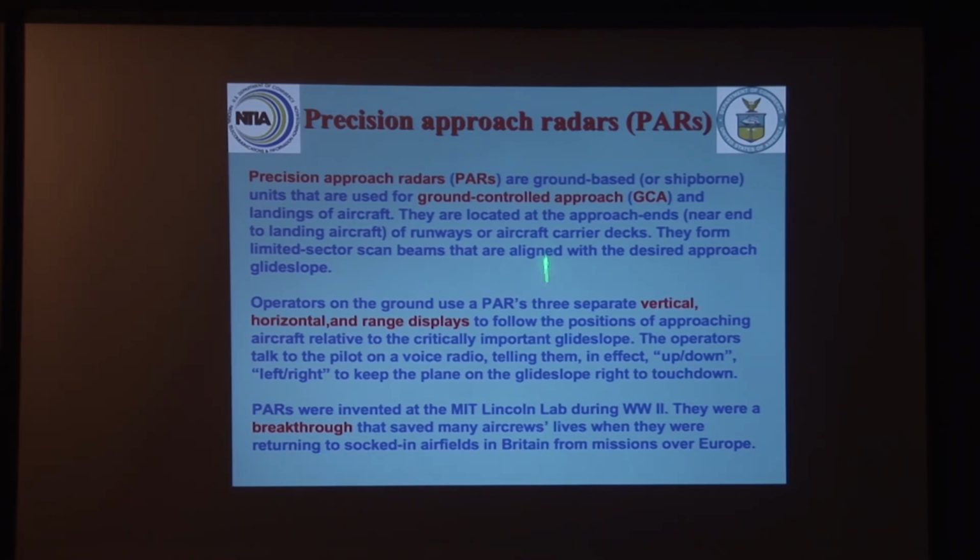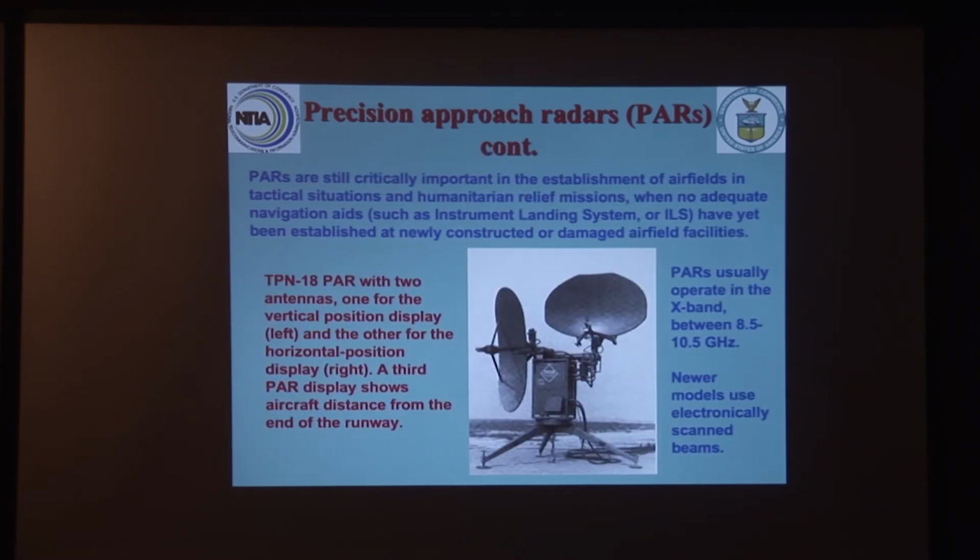When a pilot is going to do a so-called ground control approach, the plane is picked up by the PAR, and a controller on the ground talks to the pilot, and the controller says, you're left, you're right, you're up, you're down, and they talk them down to a landing, and that was the breakthrough that they made in the Second World War with PARs.